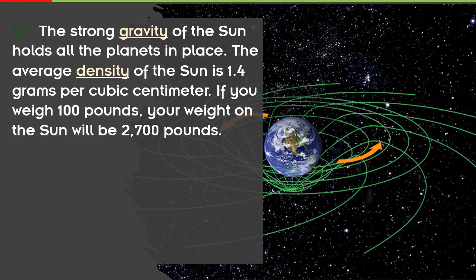The strong gravity of the Sun holds all the planets in place. The average density of the Sun is 1.4 grams per cubic centimeter. If you weigh 100 pounds, your weight on the Sun will be 2,700 pounds.